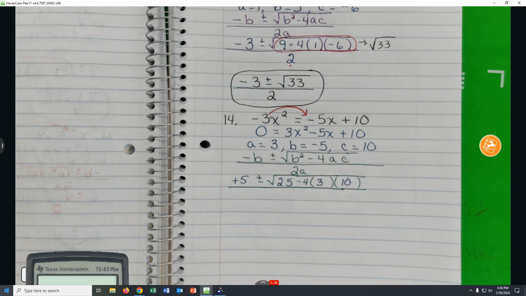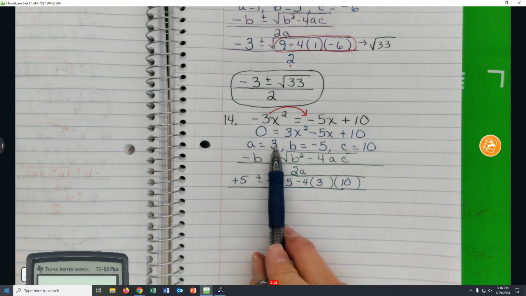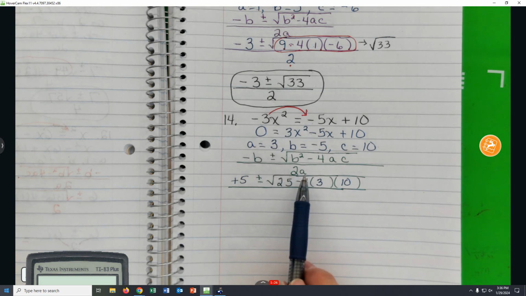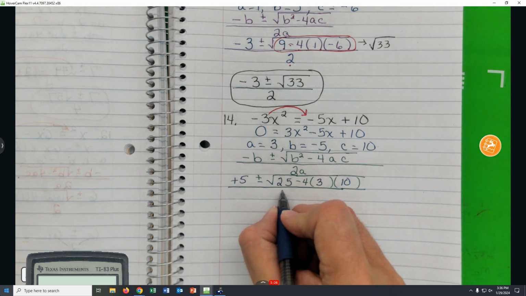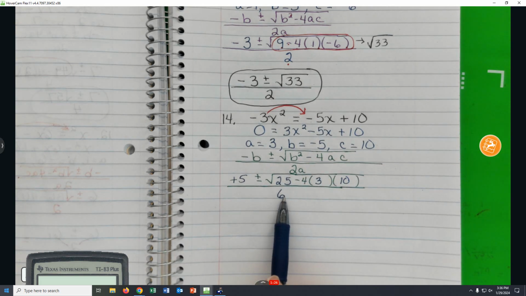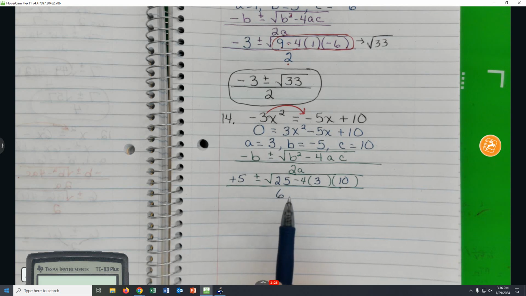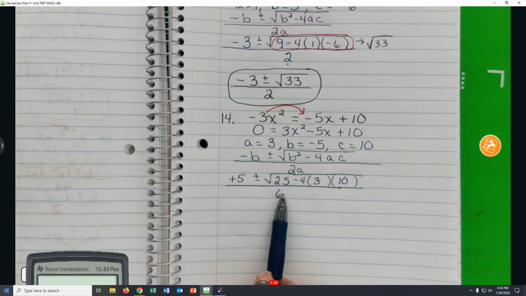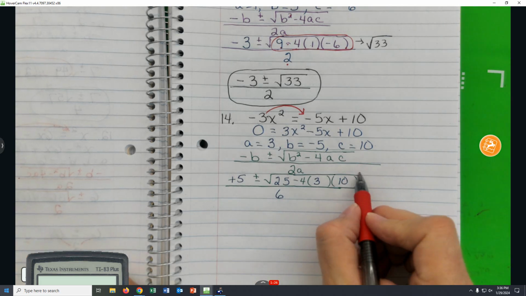All over what? Do the 2a in your head. 2 times a, 2 times 3 is 6. See, if you had moved the stuff around the other way and you had a negative 6 down there, you've just created more work for yourself, because you need a positive number on the bottom there. Okay, let me simplify under the square root symbol.